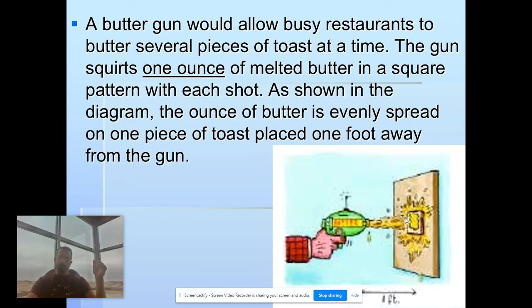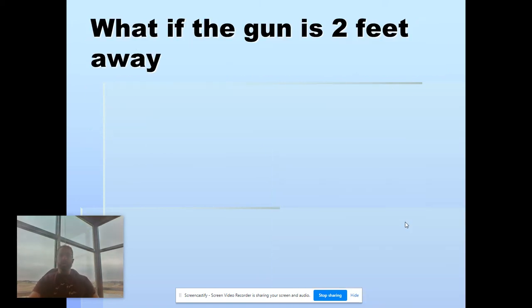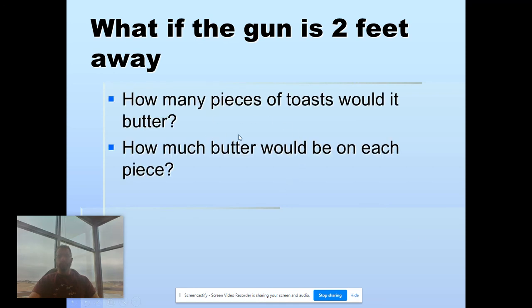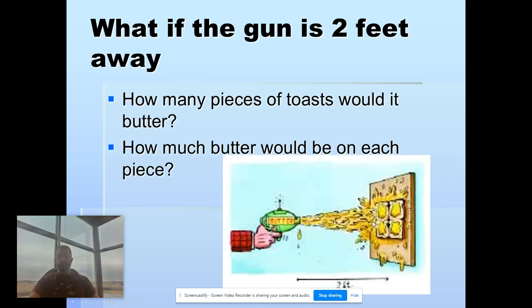I'm going to do the Dora the Explorer thing and stare. How many pieces of toast could we butter at once? 4. That's right. It would be 4 pieces of toast, because if you move 2 feet away, you're going to go twice as much in the up and down and twice as much in the side to side. So you would butter 4 pieces of toast at once.